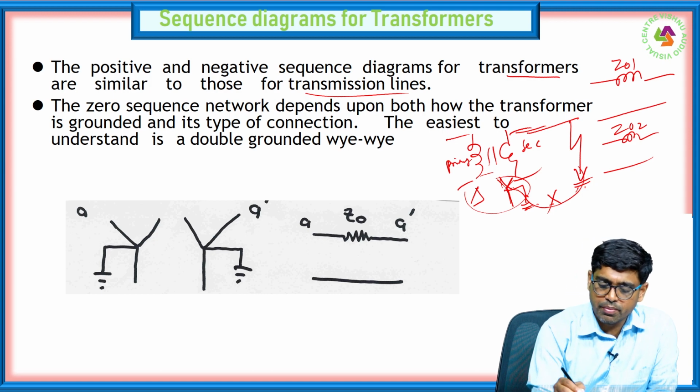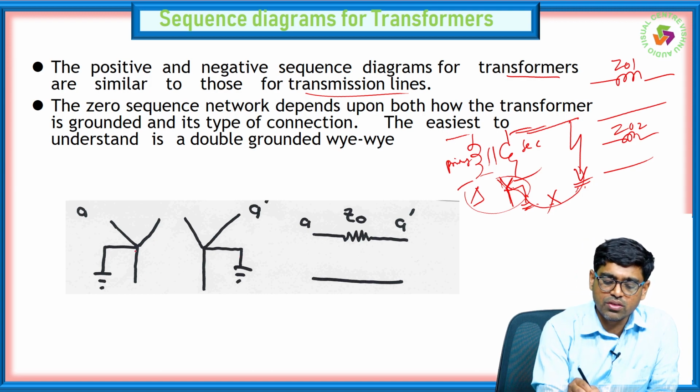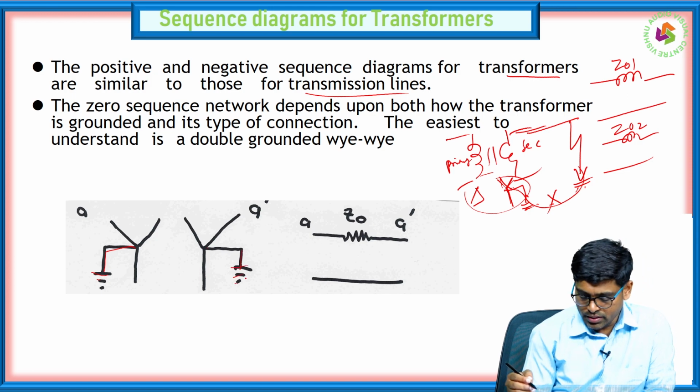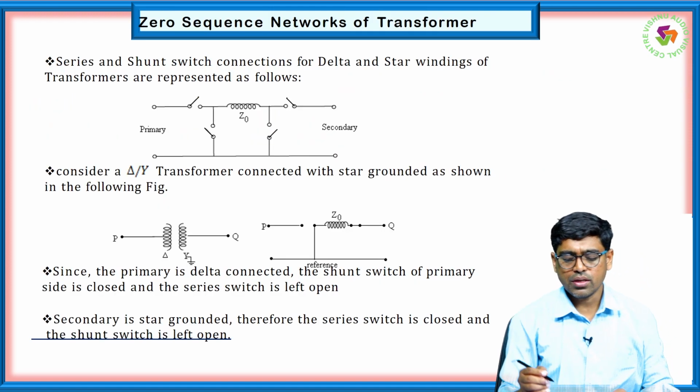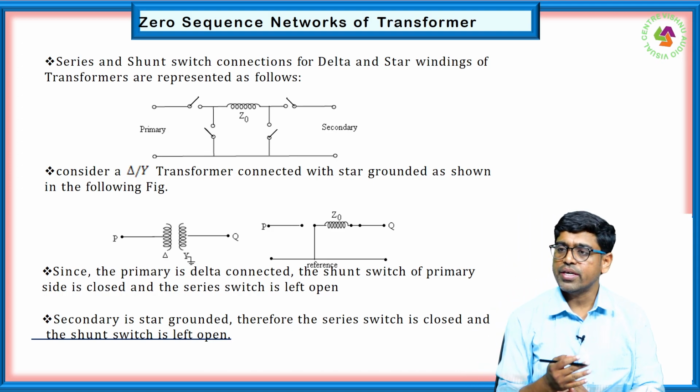If a transformer is connected star grounded to star grounded, then we have the connection with series and shunt elements.